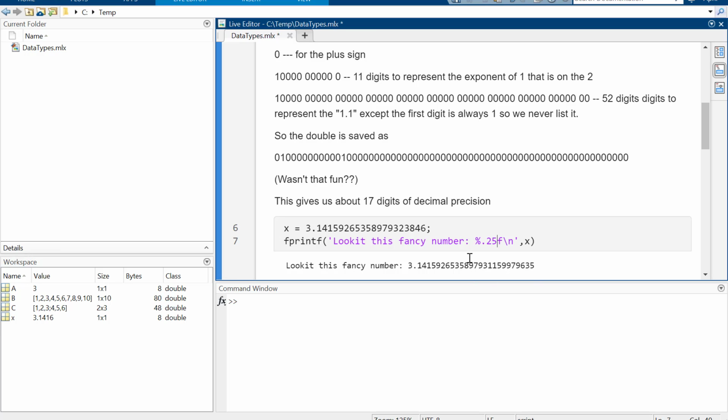MATLAB is giving me garbage, but it's giving me a lot of non-garbage. So 9 7 9 3. Everything from here going forward after that is all garbage, but those first 17 digits are good. So you can't really do stuff in programming where you're looking at 45 decimal places, because we don't have 45 decimal places of precision. We just don't have it.